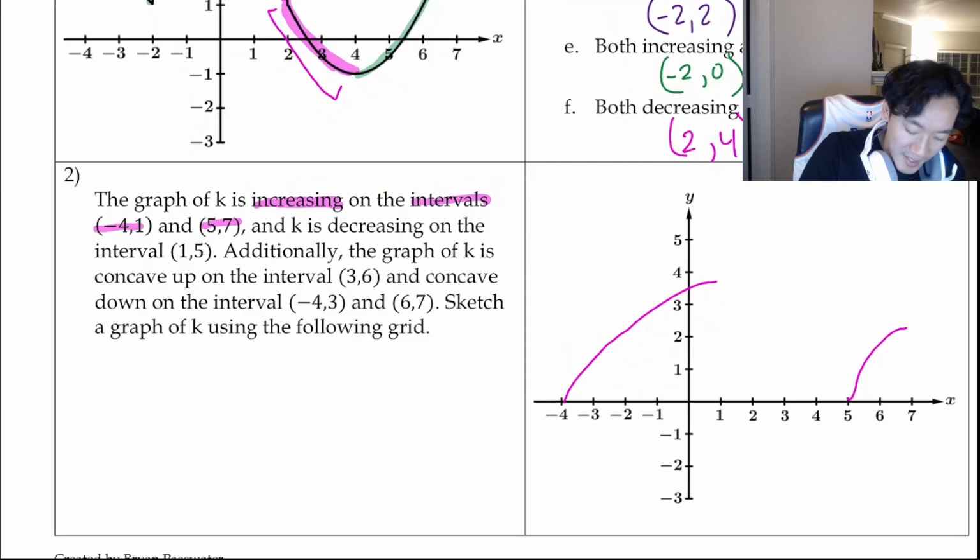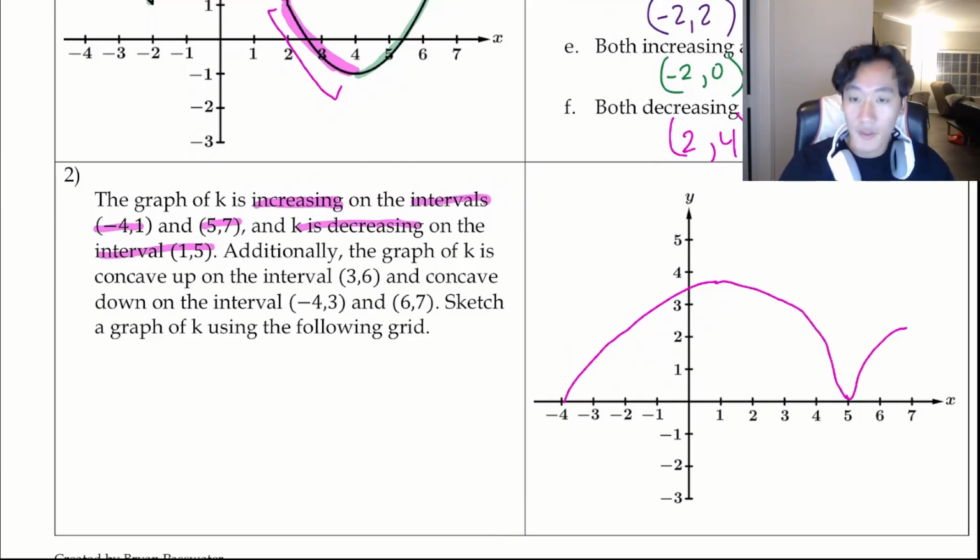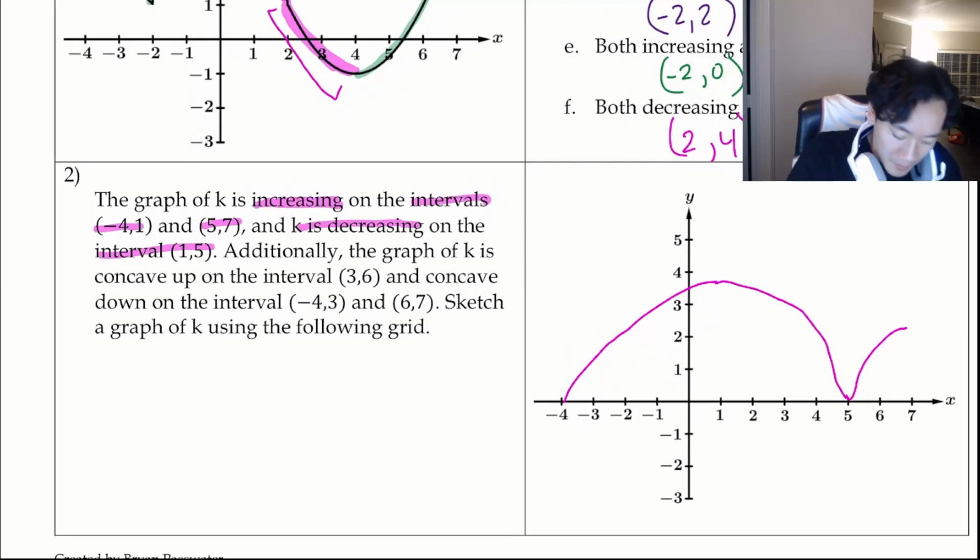So now it's saying k is decreasing on the intervals of 1 to 5. Well, that makes sense, right? Starting off, what I drew initially was increasing, and it starts to taper off and starts to decrease all the way to 5. So something like that. And this looks like kind of a valid graph, right? Looks pretty normal for the most part. And so this part is done.